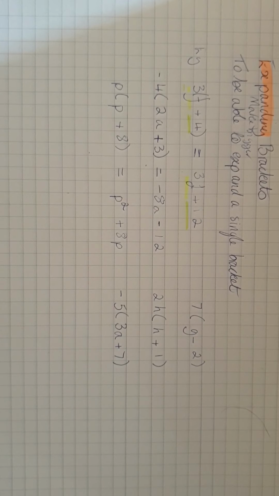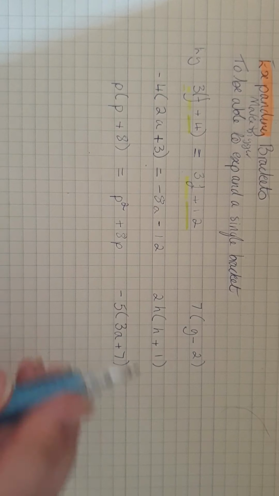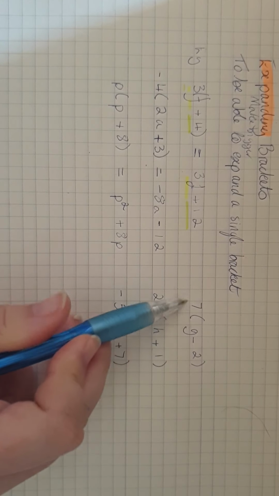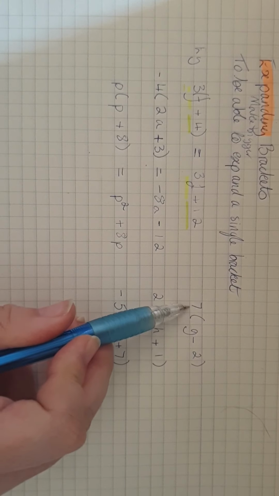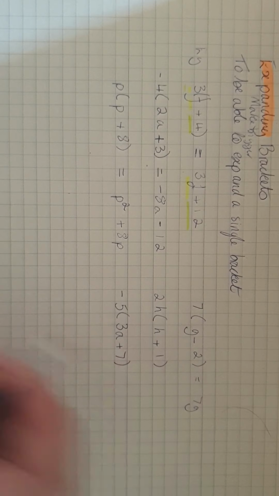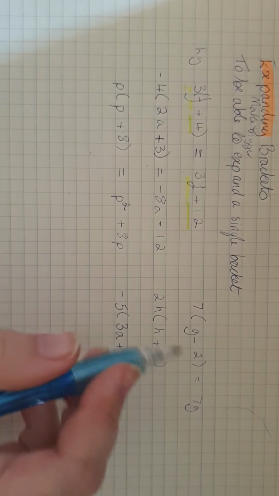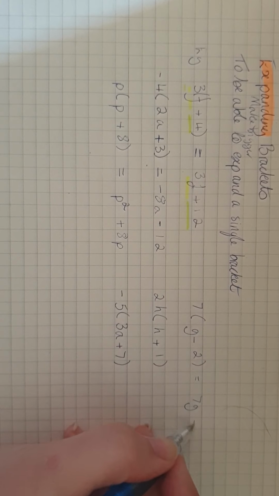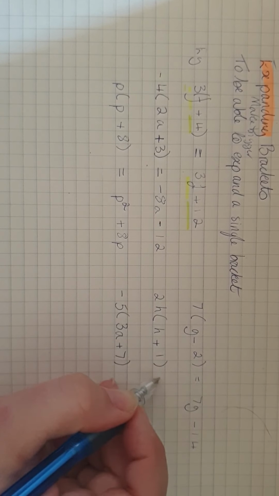So we've got 7 immediately outside the bracket. 7 times g is 7g. 7 times minus 2 is minus 14.